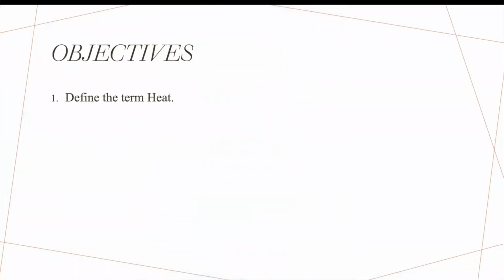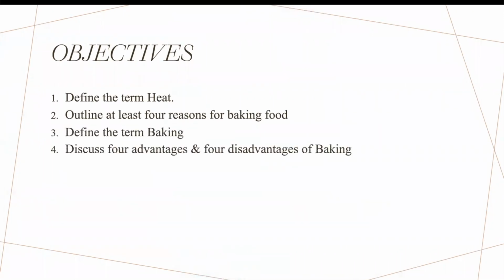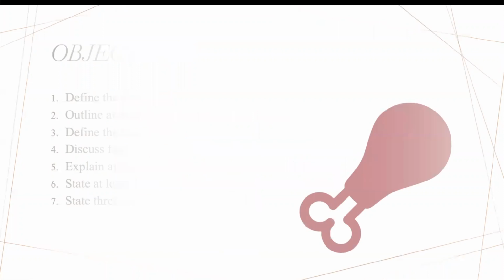These are some of the objectives that we can cover when you're talking about baking. Define the term heat, outline at least 4 reasons for baking food, define the term baking, discuss 4 advantages and 4 disadvantages of baking, explain at least 3 rules to ensure success in baking, state at least 3 tools and equipment used in baking, state 3 suitable products for baking.